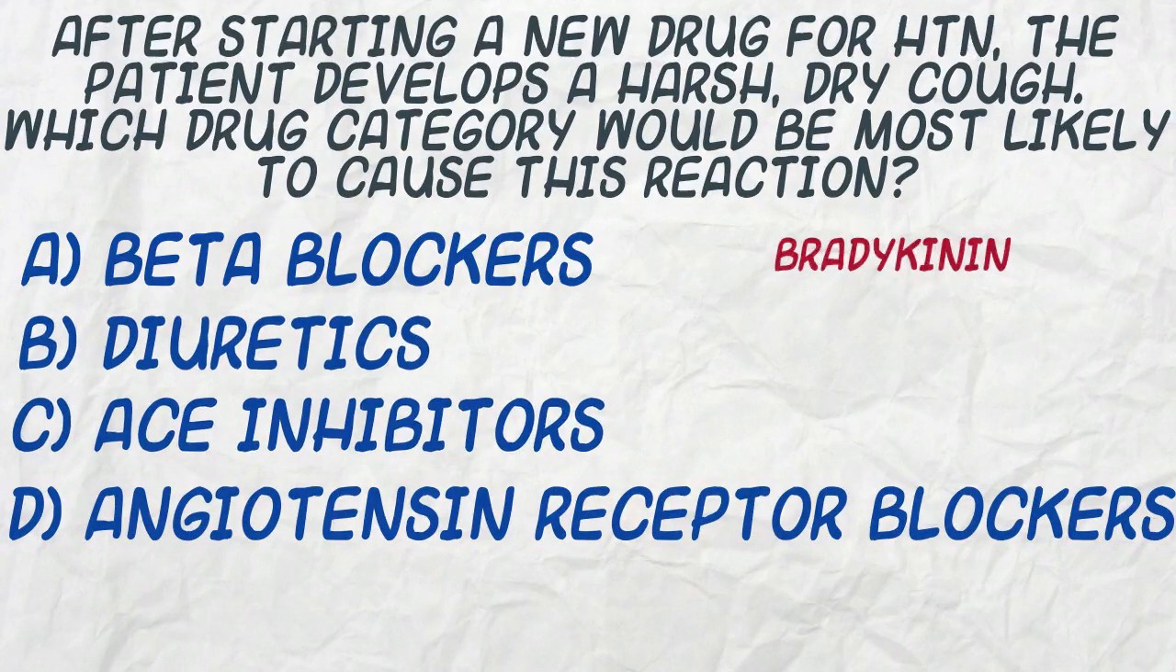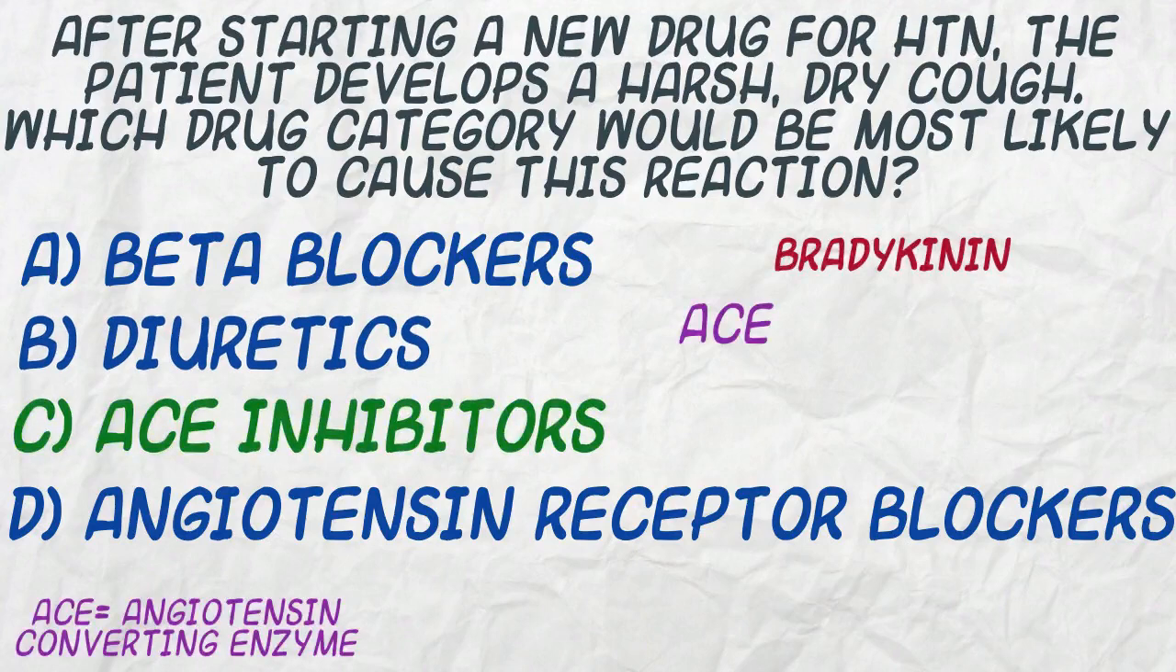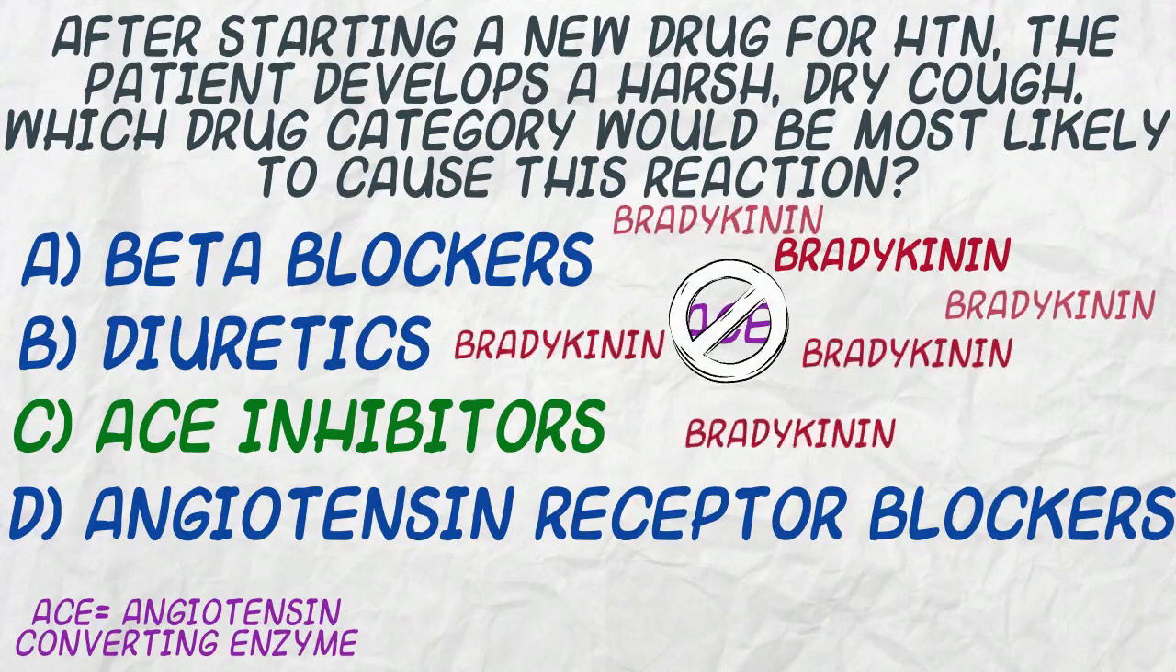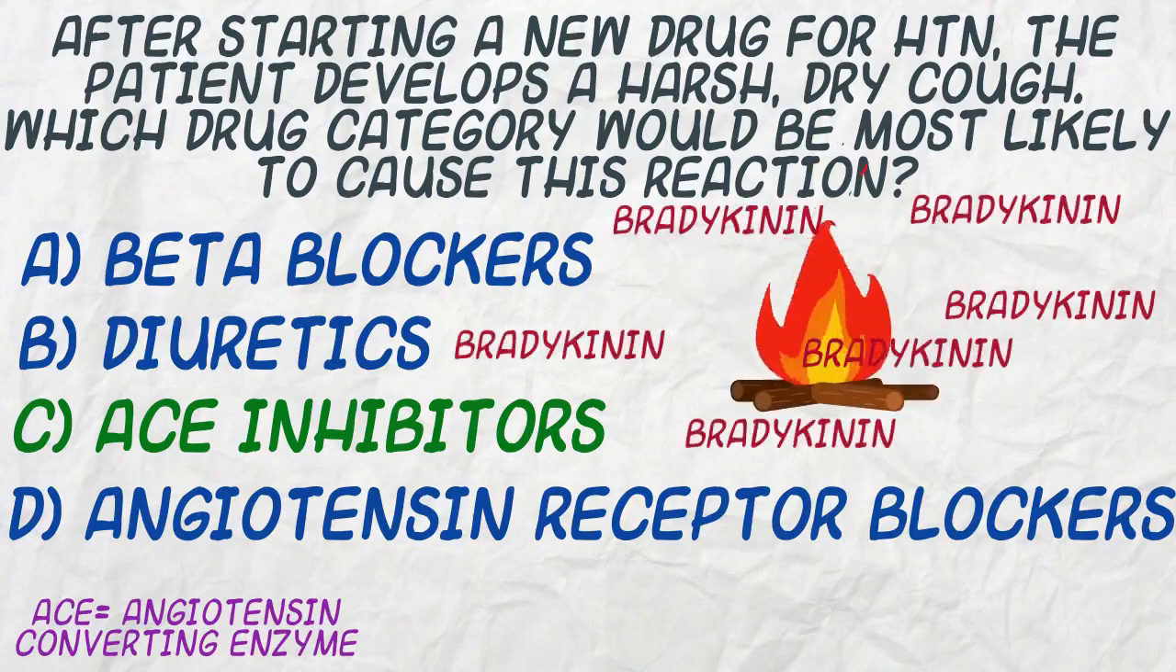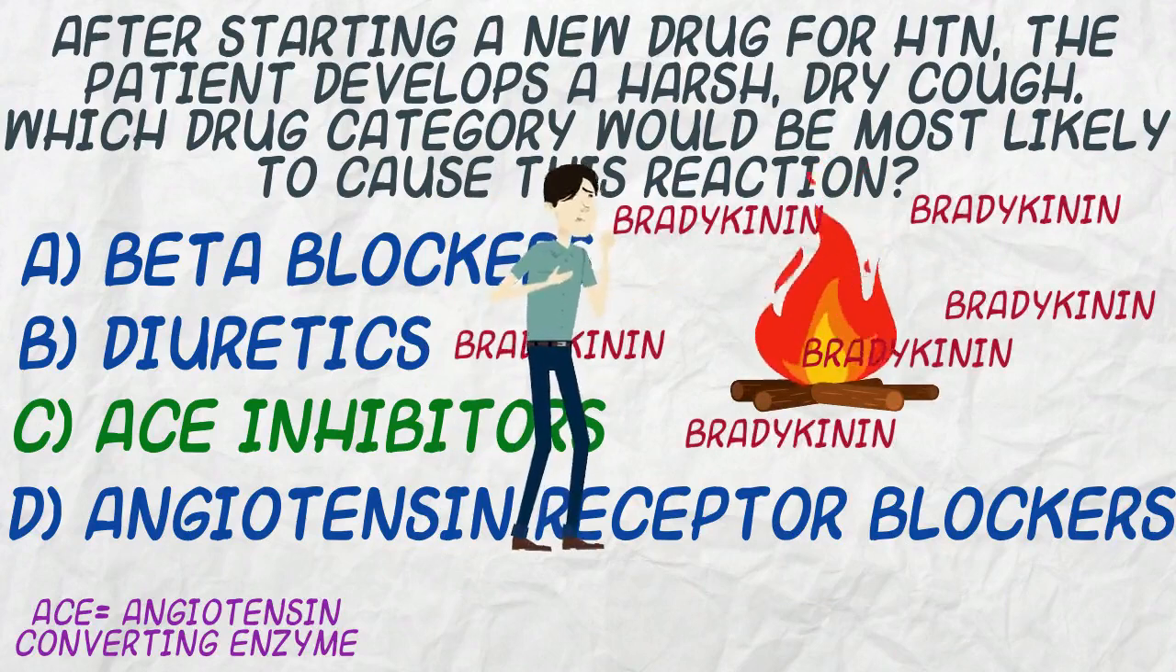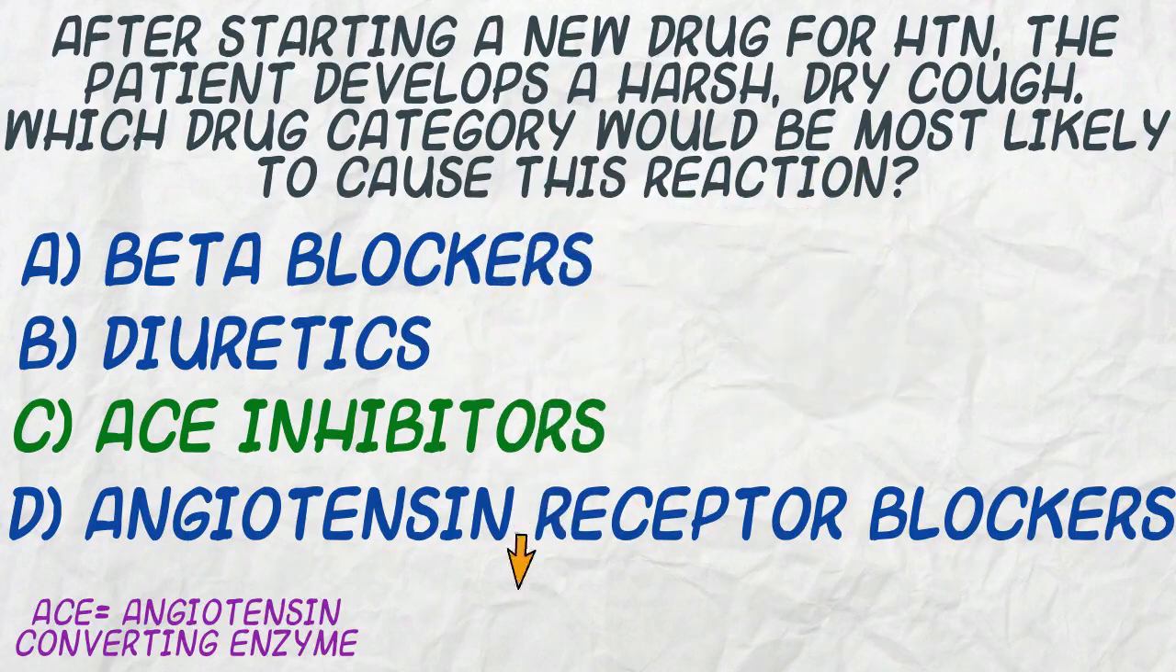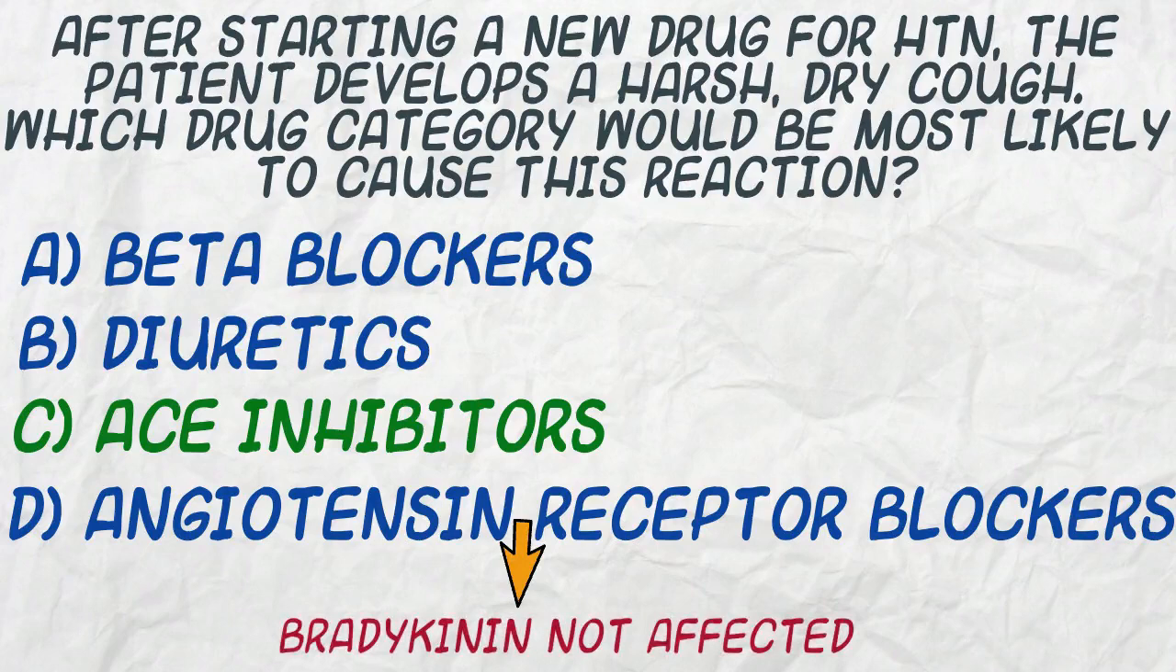The inflammatory mediator bradykinin is regulated in various ways, one being angiotensin-converting enzyme. When this enzyme is inhibited, bradykinin production increases, causing an inflammatory response with dry cough as a common symptom. Angiotensin receptor blockers do not interfere with this enzyme, thus bradykinin is not affected with this drug category.